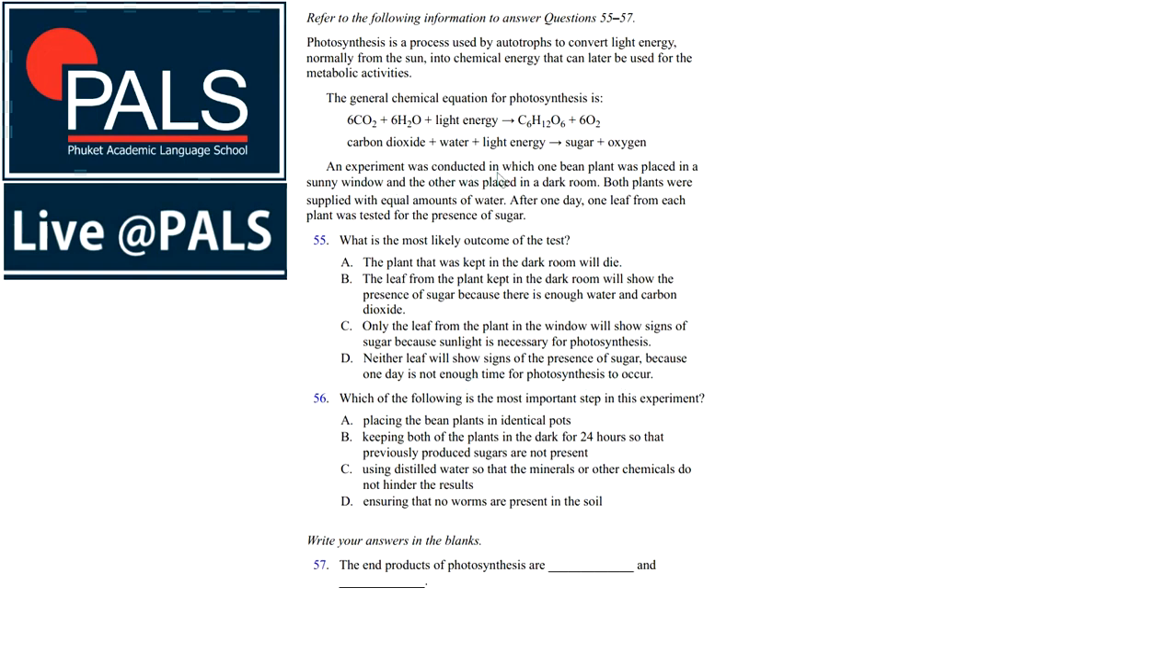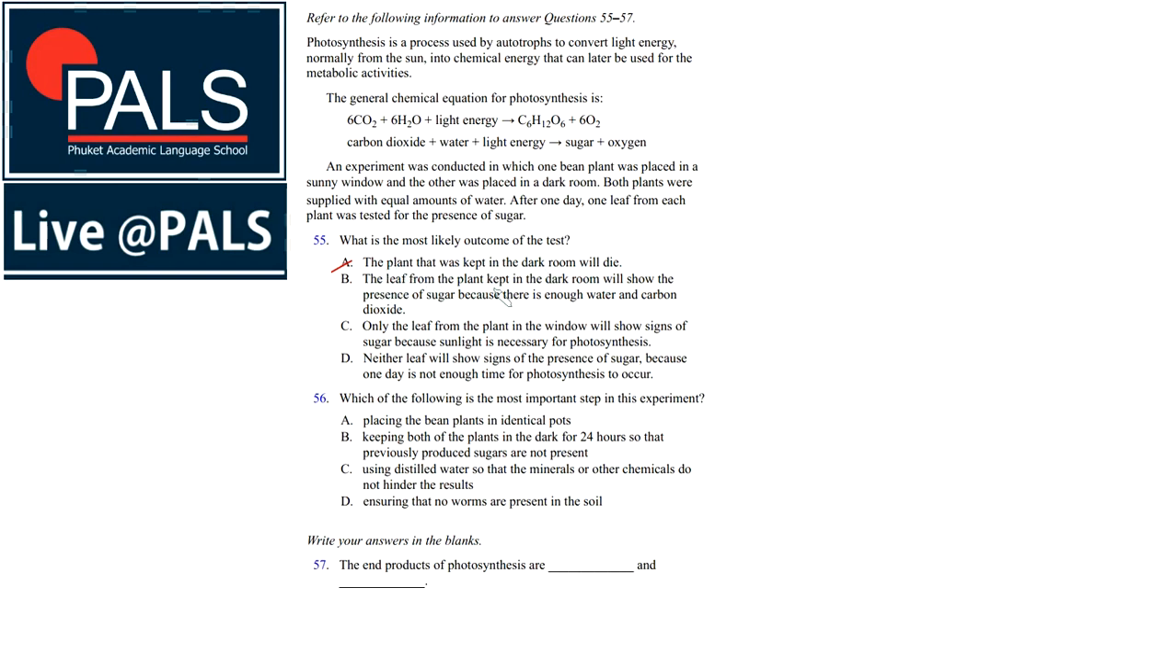So an experiment was conducted in which one bean plant was placed in a sunny window and the other was placed in a dark room. Both bean plants were supplied with equal amounts of water, and after 1 day, one leaf of each plant was tested for the presence of sugar. So that was the experiment that was conducted. And 1 day in the dark will not kill a plant, and we don't get any information about that as well.